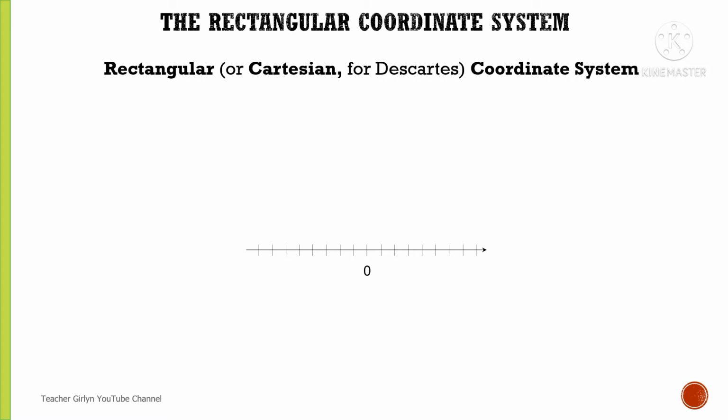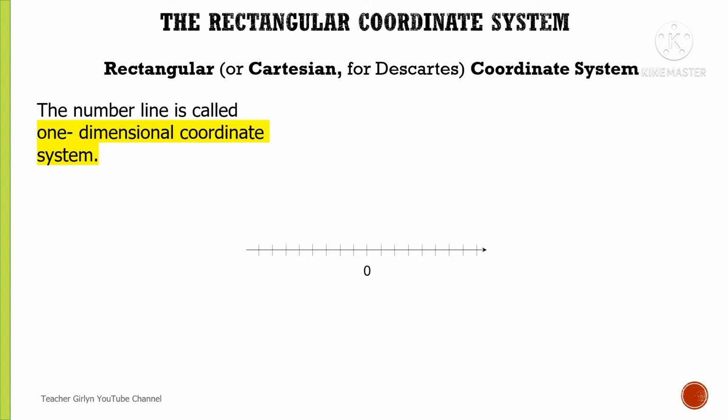First, let us go back to the concept of a number line. The number line is called a one-dimensional coordinate system. When we say coordinate, it is referring to location. Therefore, a number line has only one location. That is why it is called a one-dimensional coordinate system. So why do we have one location in a number line? Because we can only move left or right.